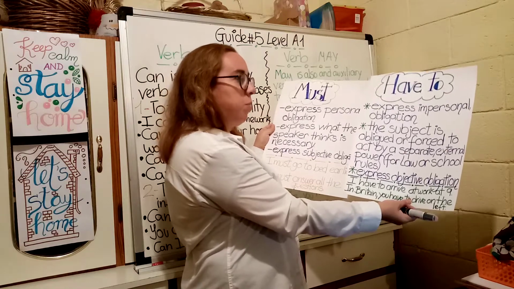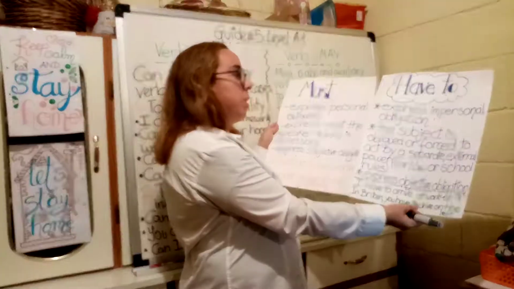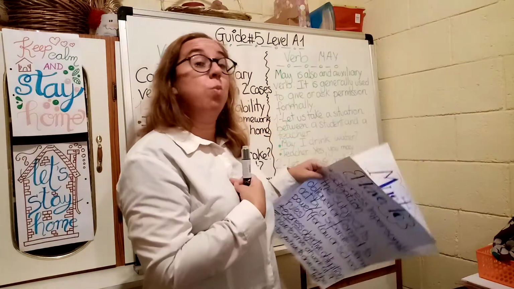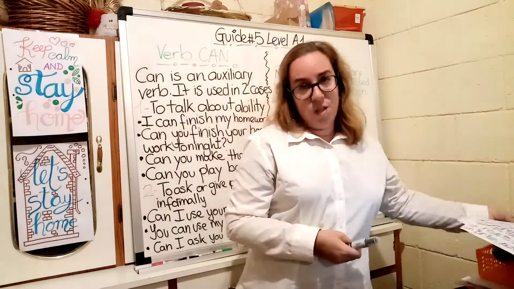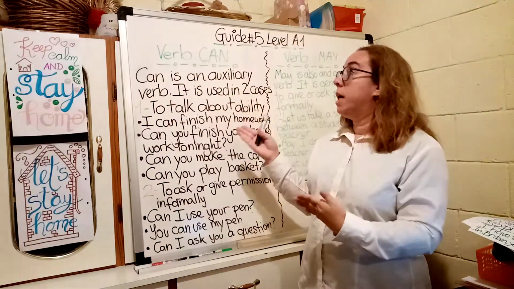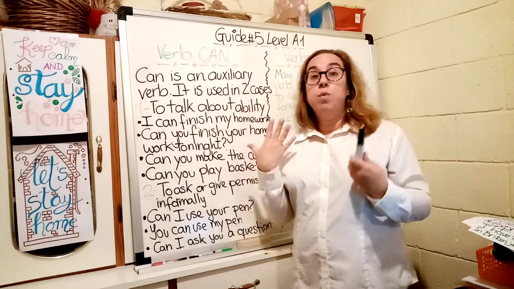Okay, I hope you understand these two modal verbs, must and have to, yes? Have to expresses an impersonal obligation by law, and must expresses a personal obligation by your values, okay? Thank you. And now we are going to start with can and may that are in your guide number 5.